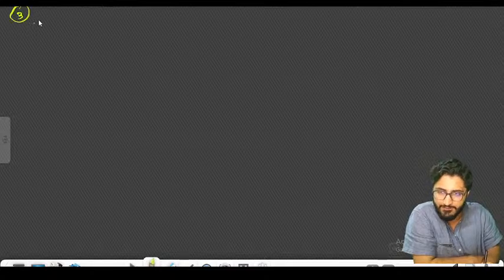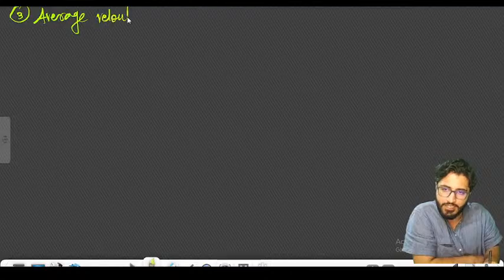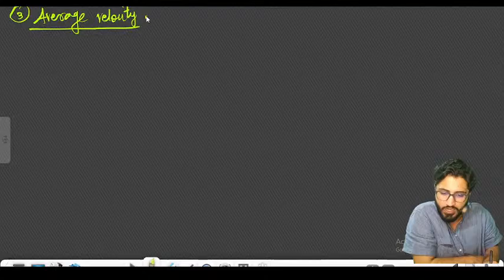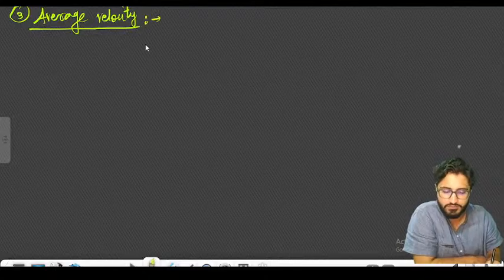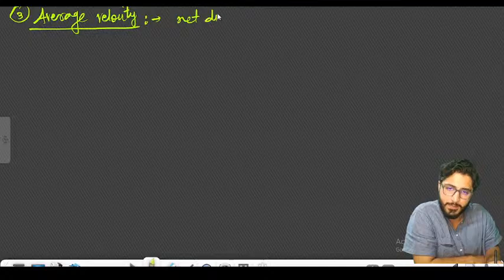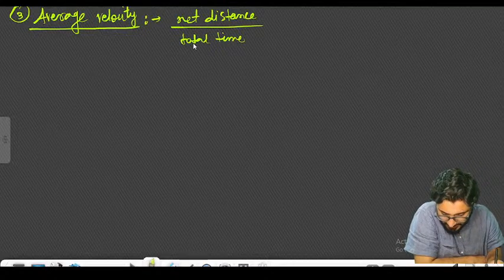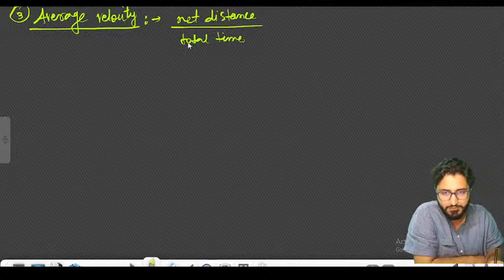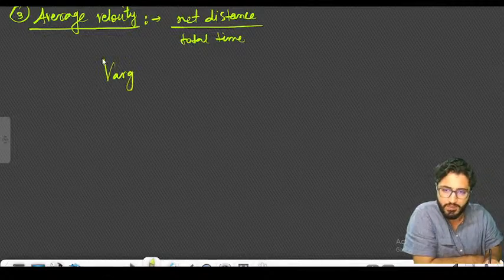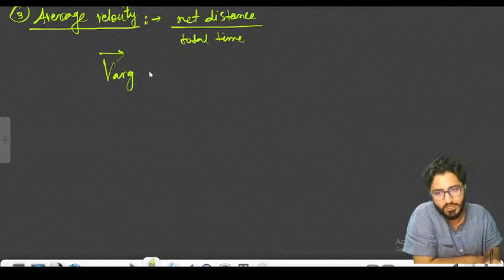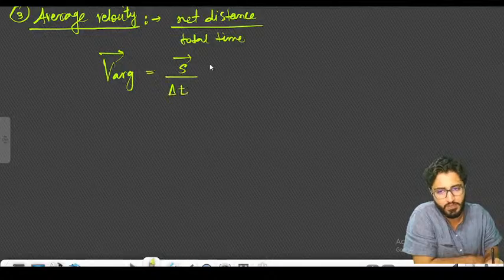The third type is known as average velocity. What is average velocity? You will write net displacement divided by total time. Net displacement by total time, V average. This is a vector. Net displacement divided by total time represents average velocity.